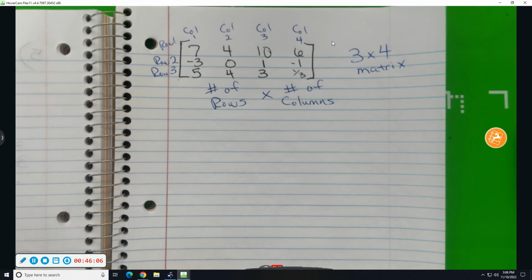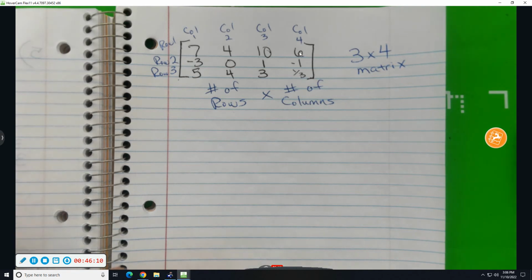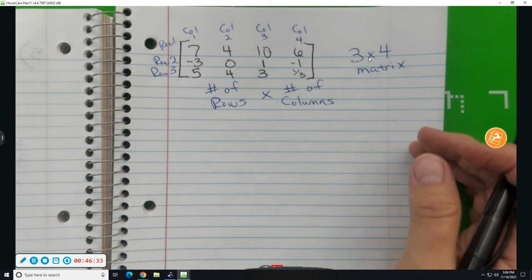And don't multiply them together. All that's going to do is tell you how many numbers are in the matrix. There's 12 numbers there. But don't multiply them because you may get confused. You're like, 12 matrix, what does that mean? It doesn't mean anything. You just don't multiply them. The x is just "by," like when you state the dimensions of a room: 20 feet by 30 feet.